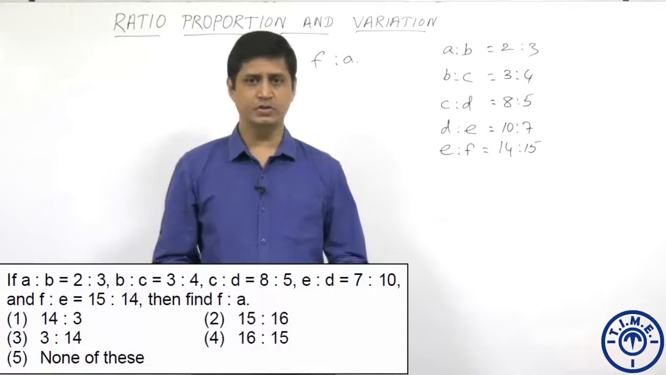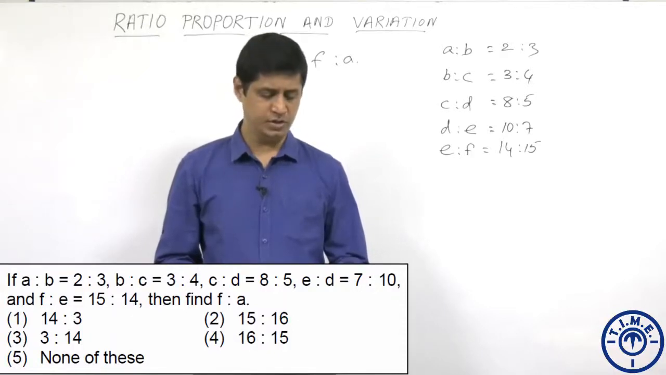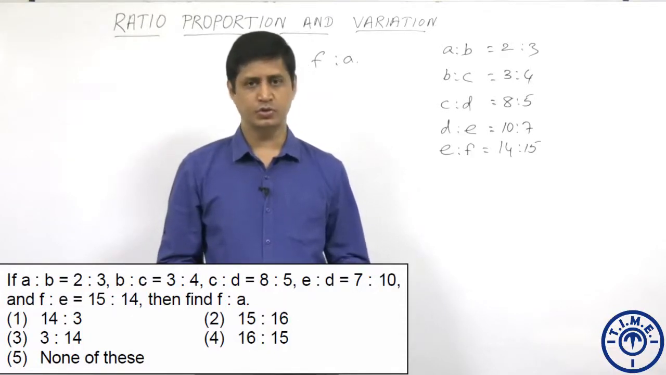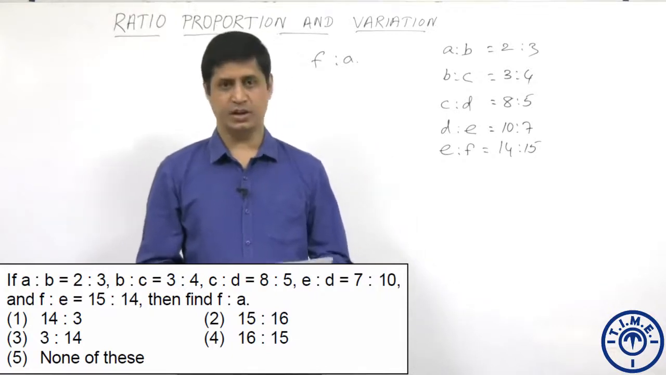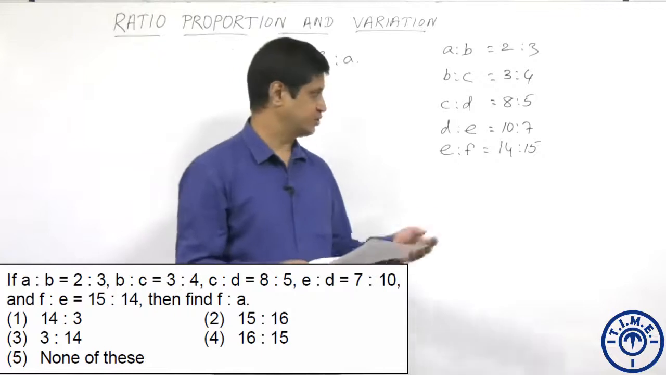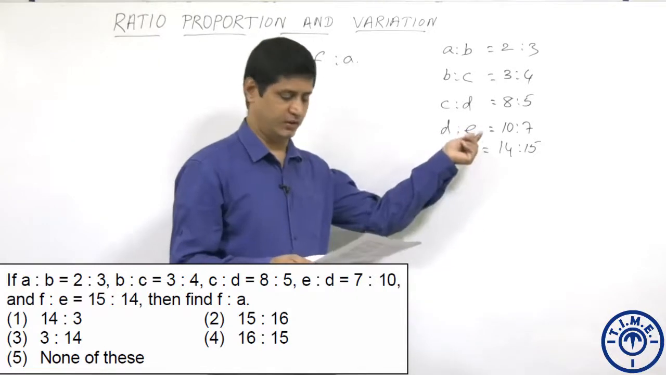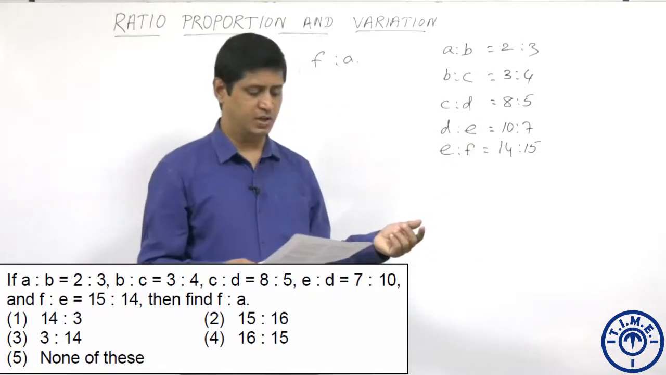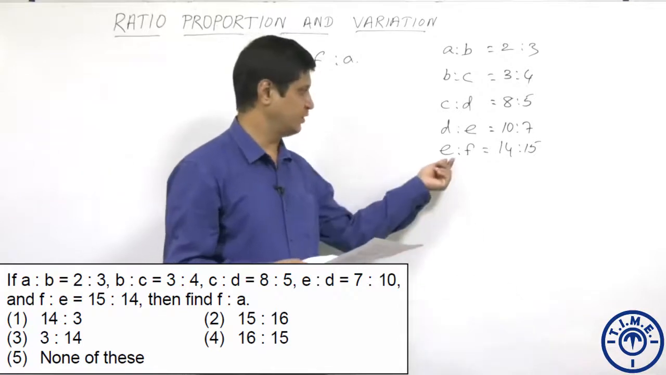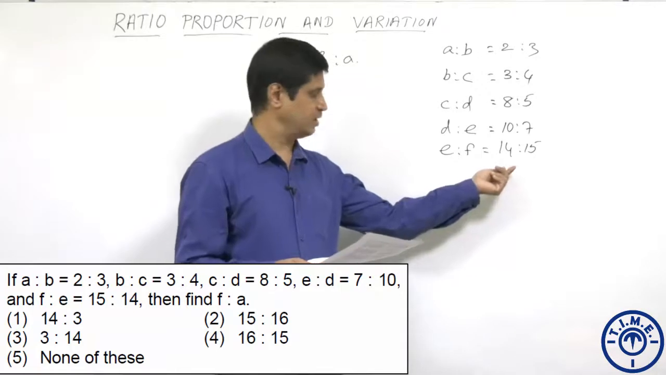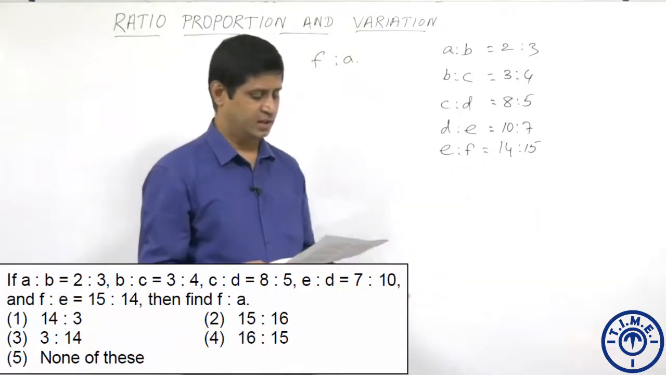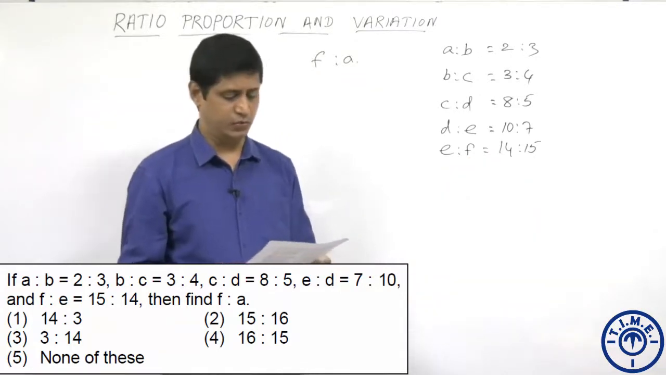If A is to B is 2 is to 3, B is to C is 3 is to 4, C is to D is 8 is to 5 and E is to D is 7 is to 10. E is to D 7 is to 10 means D is to E is 10 is to 7. Now, F is to E is 15 is to 14, which means I am taking 14 is to 15 as E to F. Then what to find?